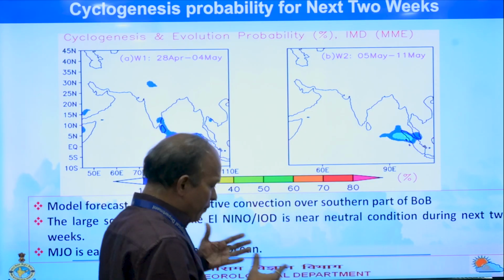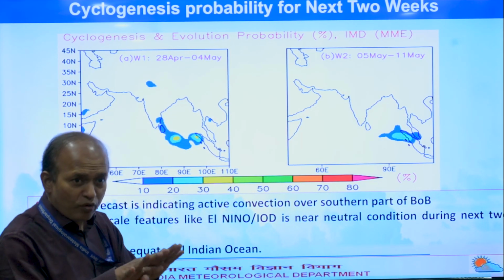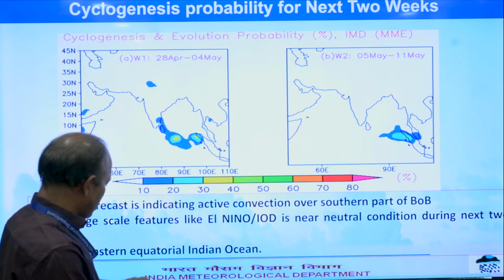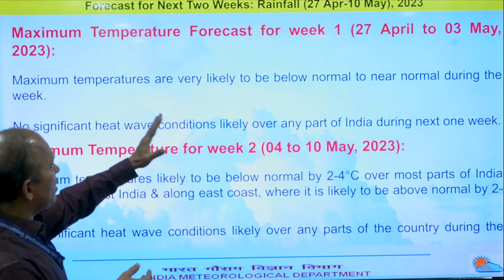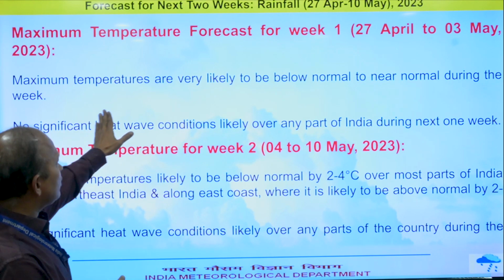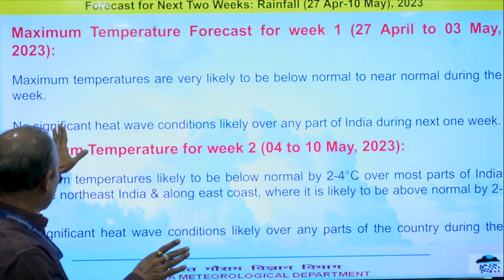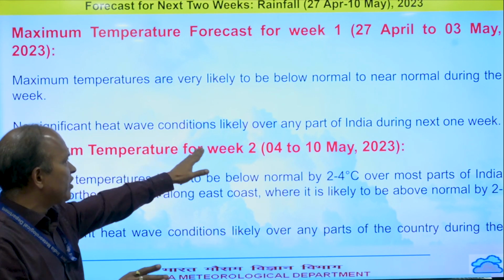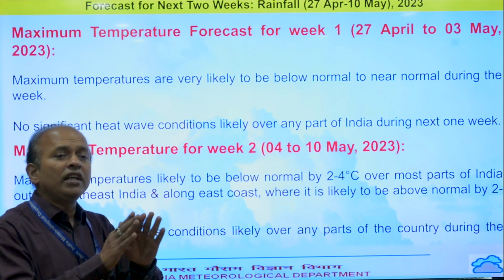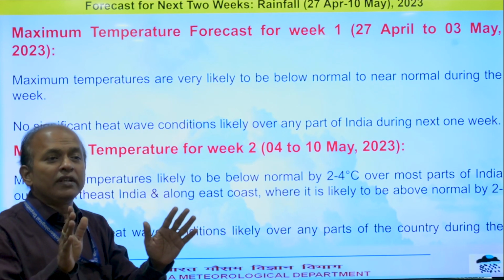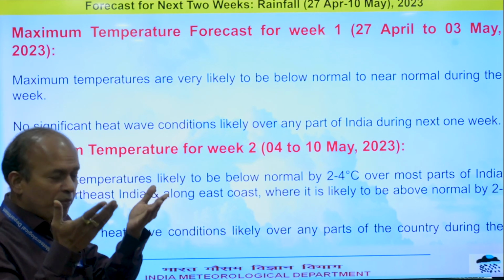Now for temperature, as I already mentioned, for the 2 weeks it is going to be below normal maximum temperature. If you see the temperature for the next 2 weeks, maximum temperatures are very likely to be below normal to near normal. In the first week, no significant heat wave condition is likely over many parts of India during the next 1 week. That's why in the first week we are not expecting any severe heat wave condition, because we expect the temperature to be below normal.